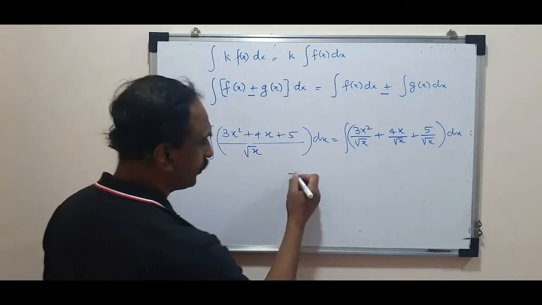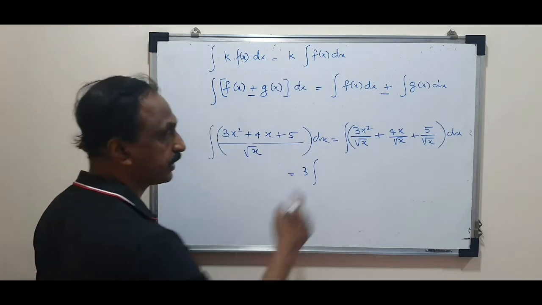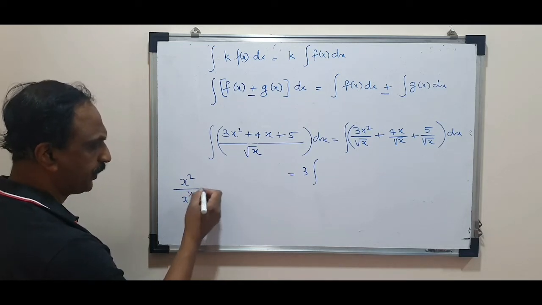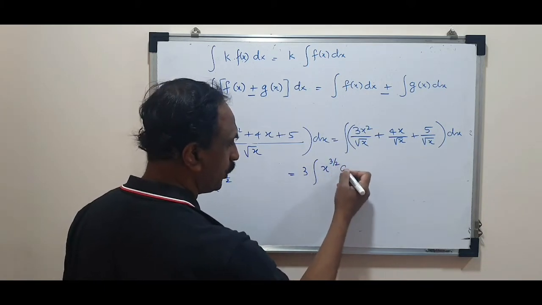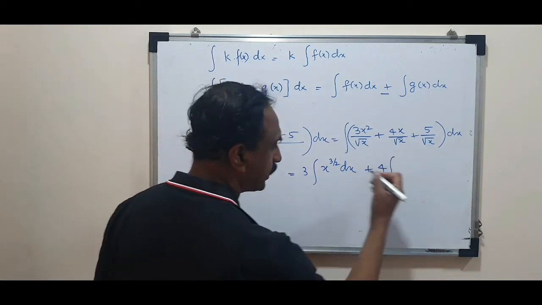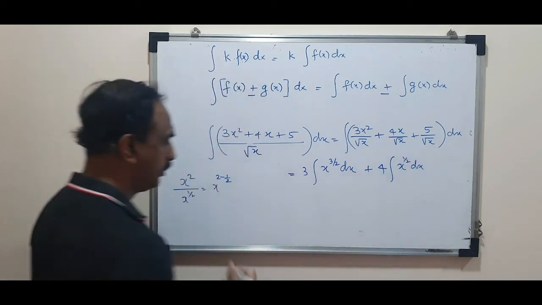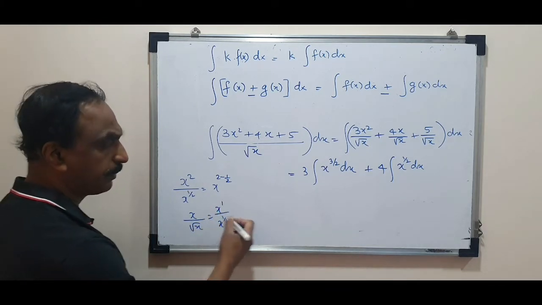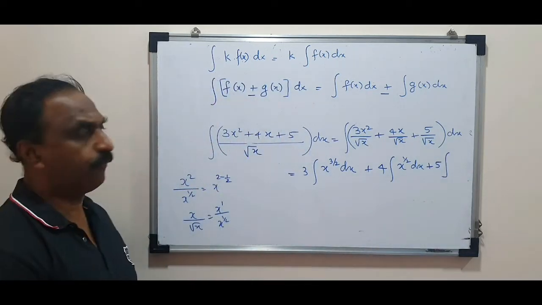Which can be written as 3 into, 3 is a constant, so if there's a constant, remove the constant outside. x squared upon root x, x squared upon x raised to half, that is x raised to 2 minus half, so that is x raised to 3 by 2 into dx. I'm separating because over a plus sign you can separate. Plus 4 outside. x upon root x is x raised to half, because x power 1, x power half, 1 minus half will give you half. Plus 5 outside, integral of 1 by root x.